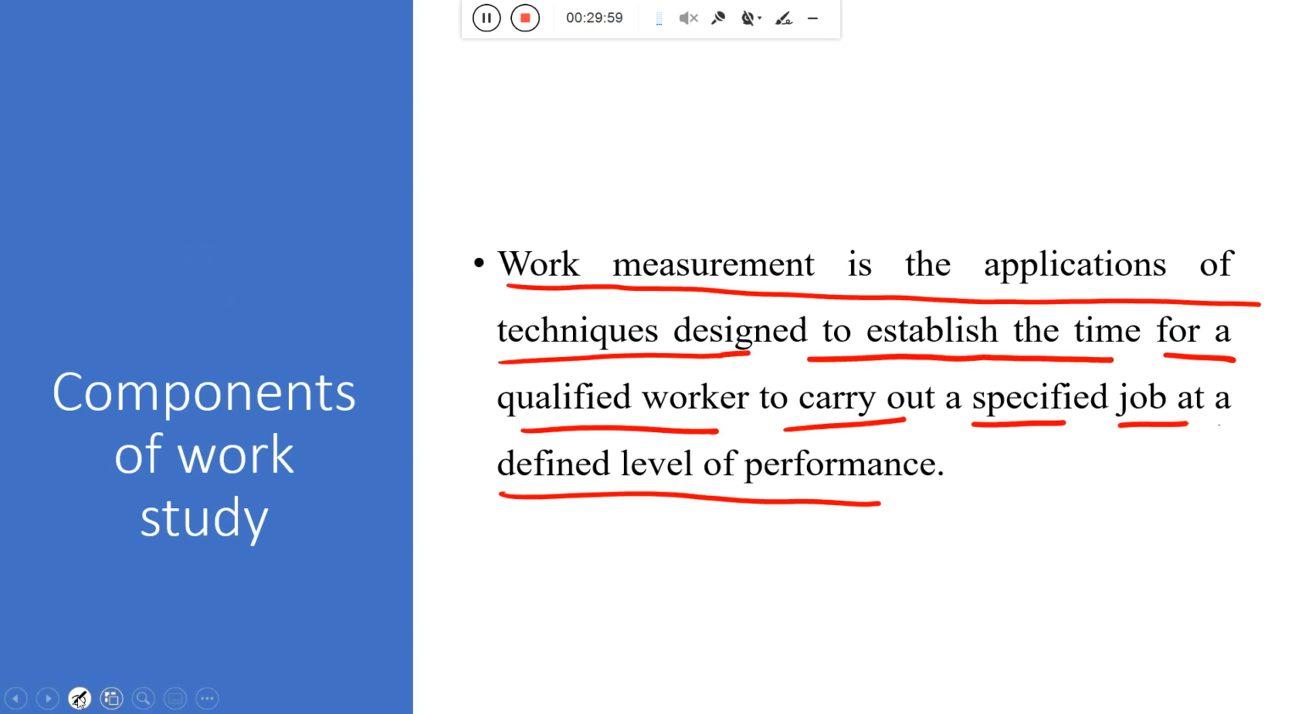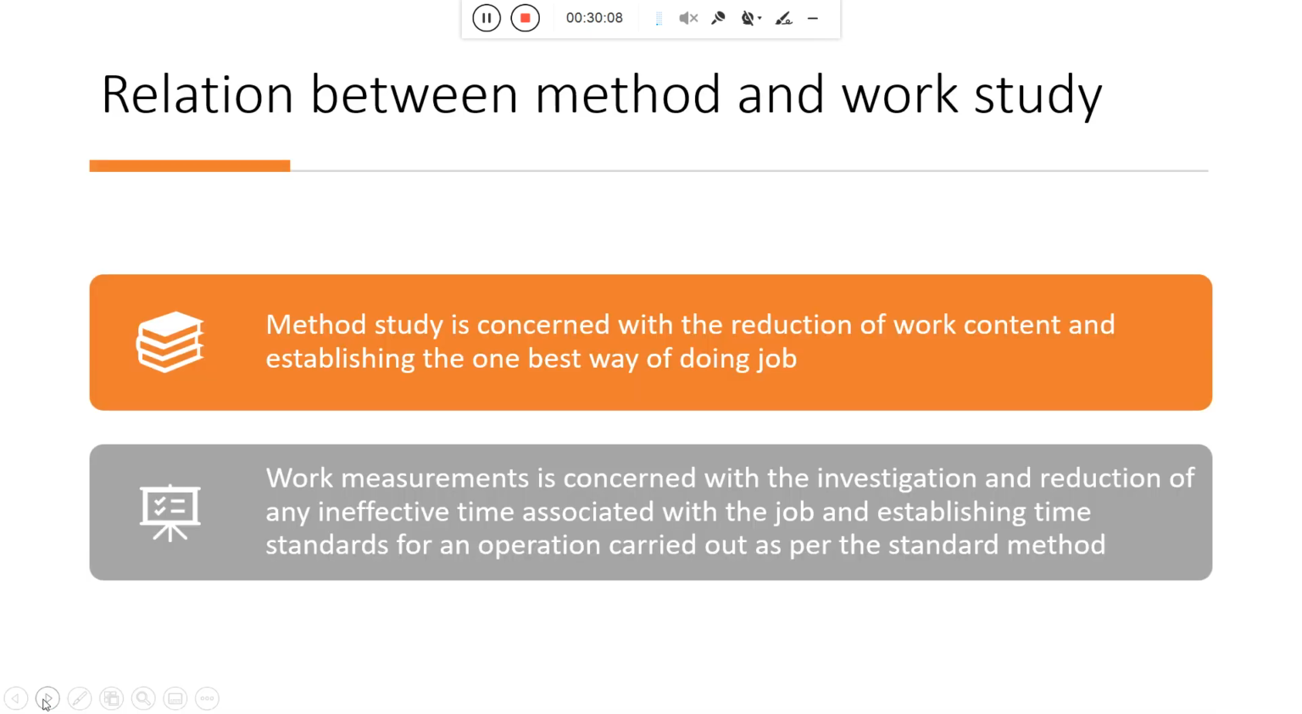All these things will be clear once we discuss the case study and the tools to do the work study. There are tools available. So the relationship between the method and the work study: the method study is concerned with the reduction of the work content and establishing the one best way of doing a job, but work measurement is concerned with, sorry, this is the method and the work measurement study. Work measurement, or you can write in brackets, time study.